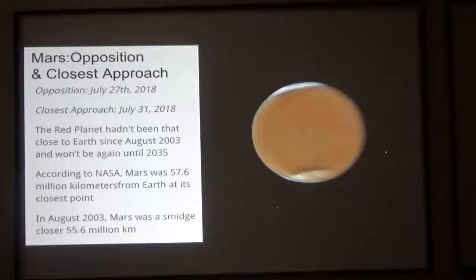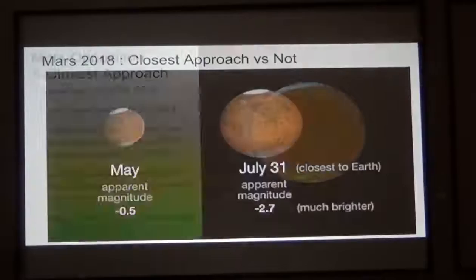It was a little bit closer in 2003, and it'll be very close, but not quite as close as this, again in 2035. So according to NASA, Mars was 57.6 million kilometers from Earth at its closest point. And in 2003, it was a mere 2 million kilometers closer. But that does change its angular size. This is an image from Hubble where you can see some detail of the north and south polar caps. And as was mentioned earlier, we do have a dust storm on Mars right now, which will veil some of the detail.